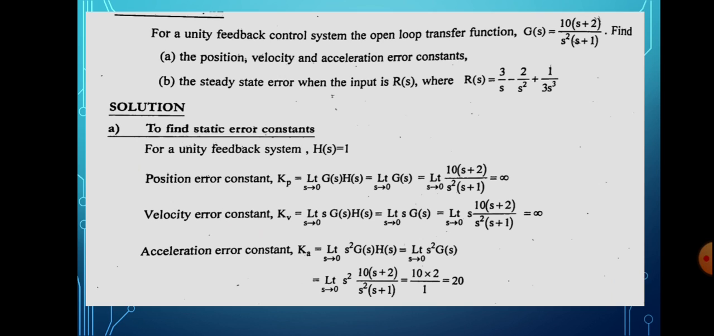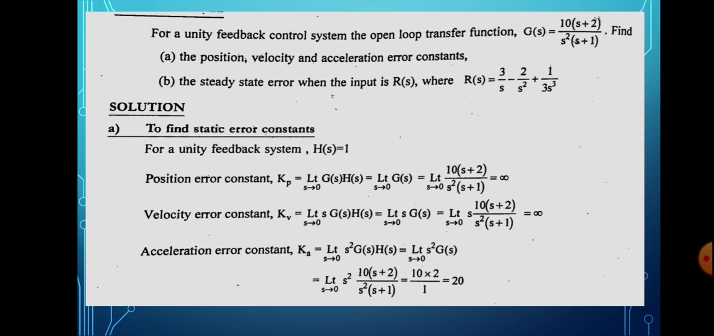Okay. Next we can do a problem. For a unity feedback control system, the open loop transfer function g of s equals 10 into s plus 2 by s square into s plus 1. Find the position, velocity and acceleration error constant. Find the steady state error when the input is r of s, where r of s is equal to 3 by s minus 2 by s square plus 1 by 3s cube. This is the question.